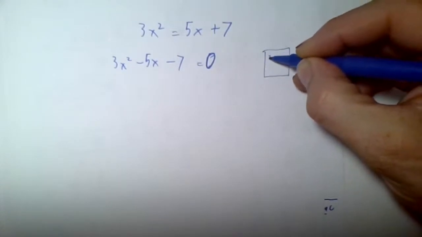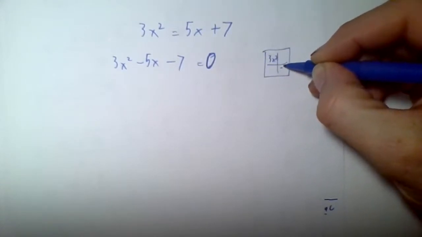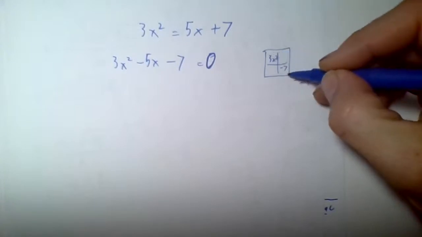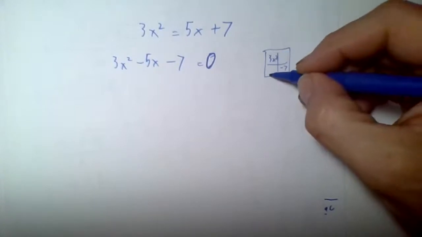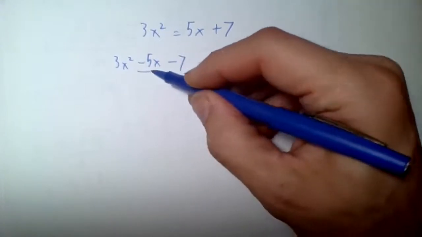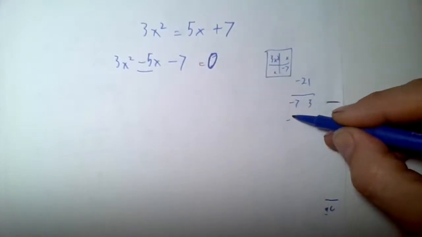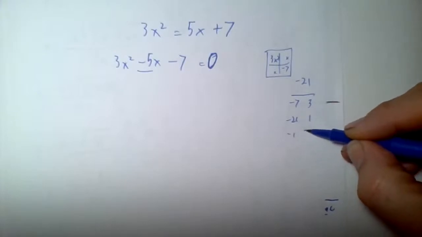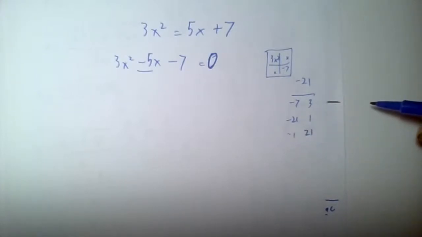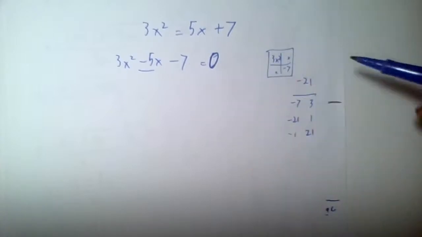If I take a minute and write this down, I'm getting a negative 21. 3 times negative 7 is negative 21. I need x terms that add up to negative 5. This is kind of close to that, but none of them are going to work, right? Those are not going to add up to negative 5. Kind of close, but not quite. Doesn't work. Does not factor. This is prime.